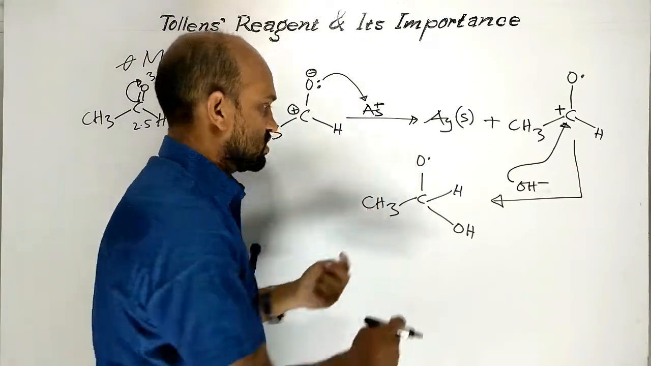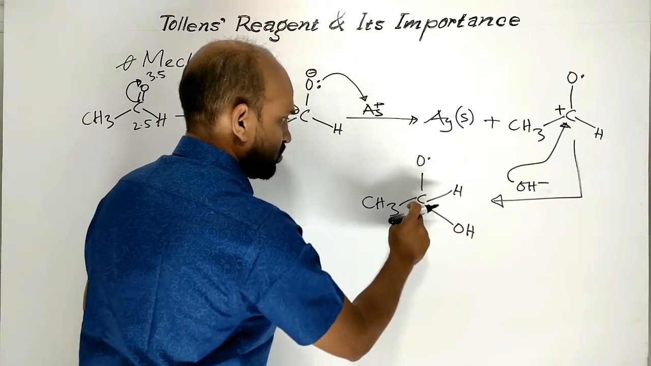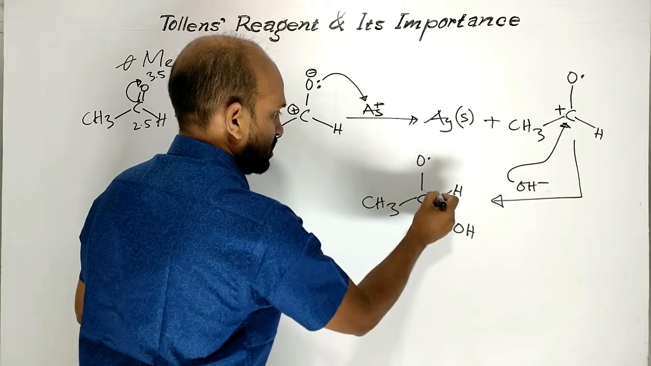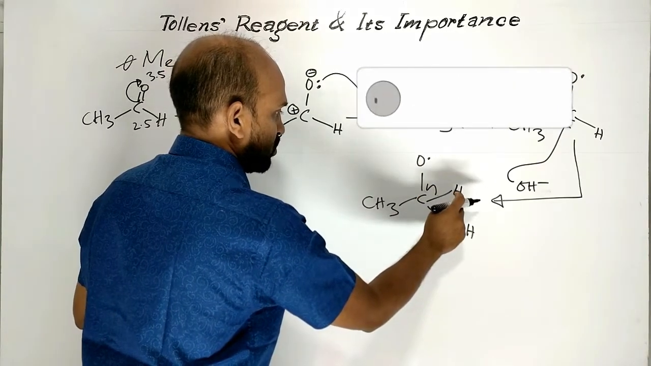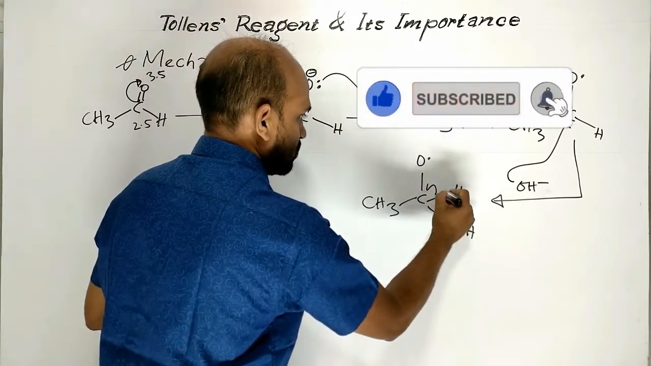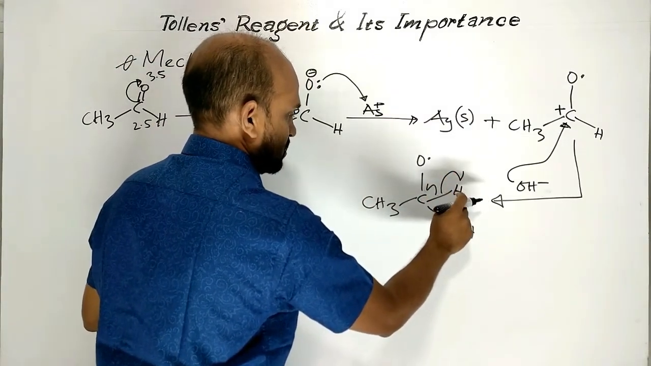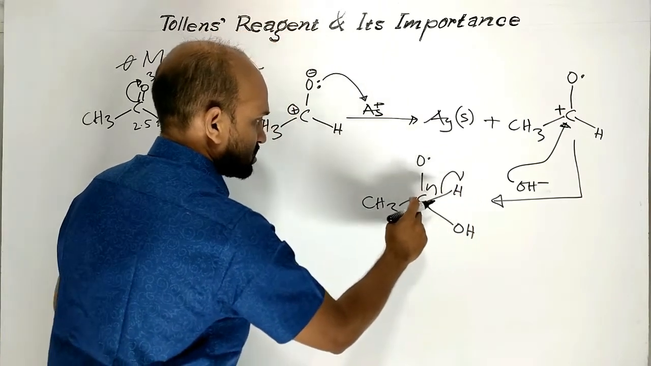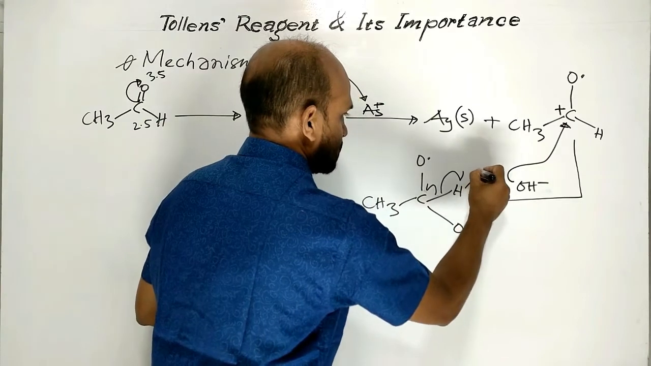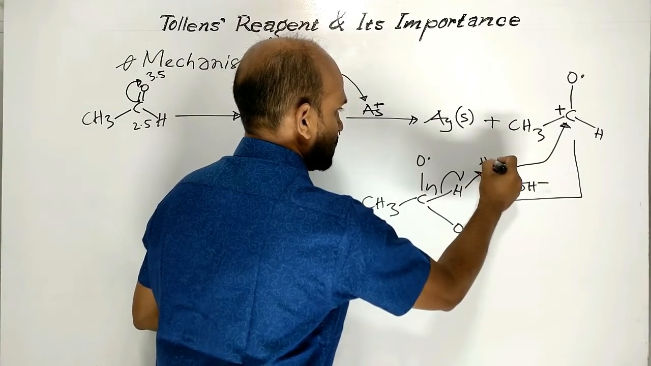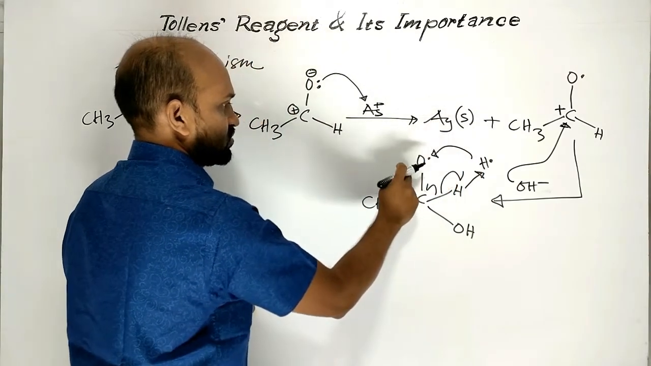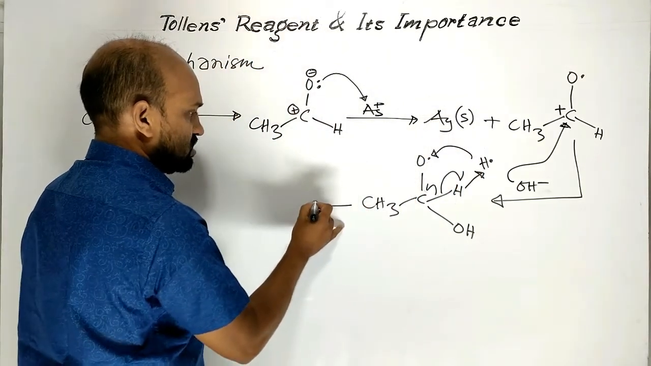For this reason, this carbon-hydrogen bond undergoes homolytic fission. That is, 1 electron of this carbon-hydrogen bond moves towards carbon and another electron moves towards hydrogen, and as a result this carbon-hydrogen bond breaks. After that, this hydrogen gets freed as a free radical, which combines with this oxygen free radical. Then this is obtained.